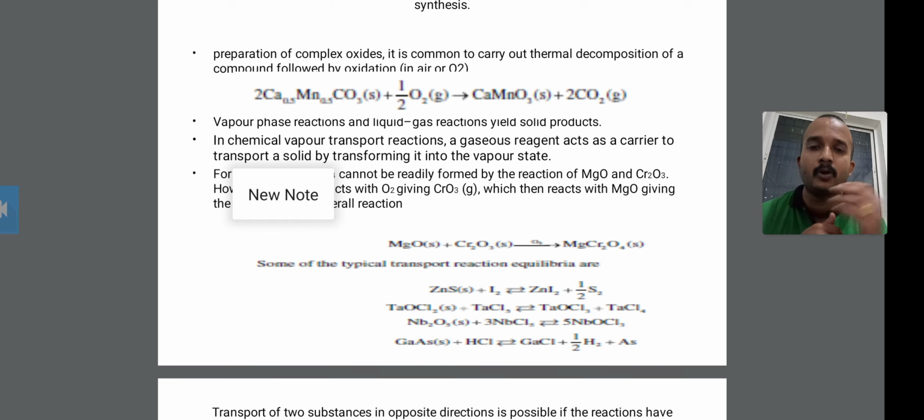MgCr2O4. Look at this. Therefore this Cr shows in the two forms, so it is MgCr2O4 solid, formed from magnesium oxide and dichromium trioxide.